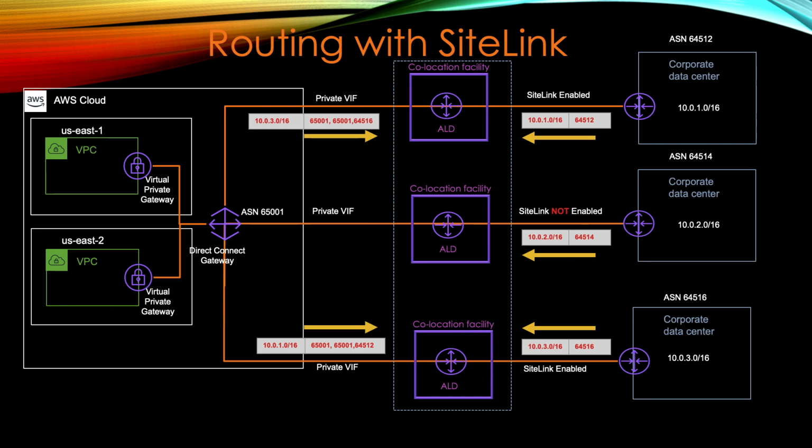So one thing to remember is that if SiteLink is not enabled on your private VIF, then you won't know the path of the other data center and you cannot talk to those data centers. To make sure your corporate data center can talk to another corporate data center over Direct Connect, you need to enable SiteLink on the private VIF. So that's all about SiteLink, how routing works, how you can enable it, and why AWS needed to launch this feature.